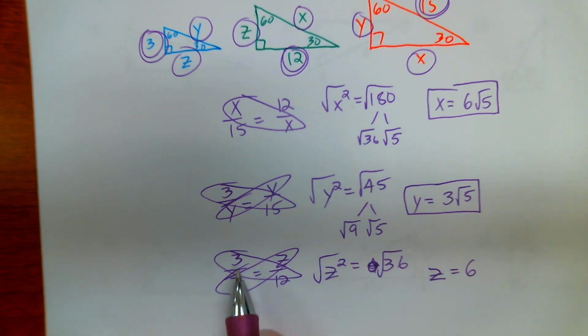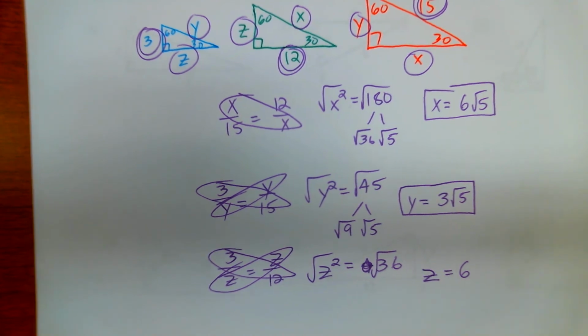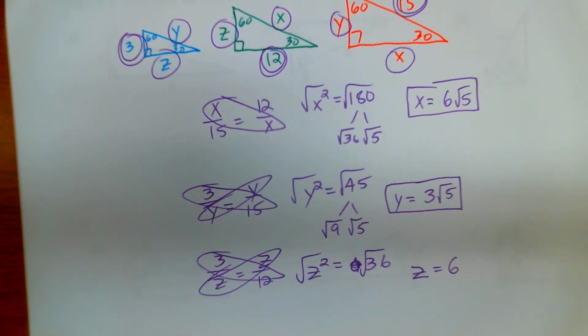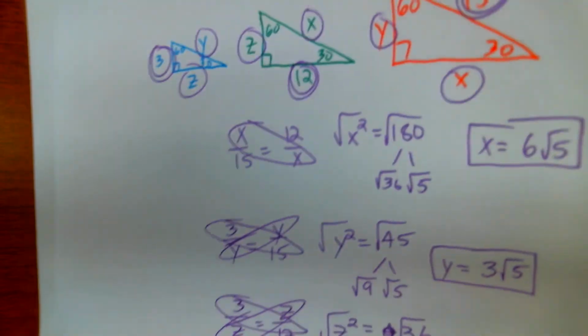Let me check and make sure I did that correctly. 3 over Z equals Z over 12. Yeah, so that's correct. Alrighty. Okay, I just want to check, make sure that was right.